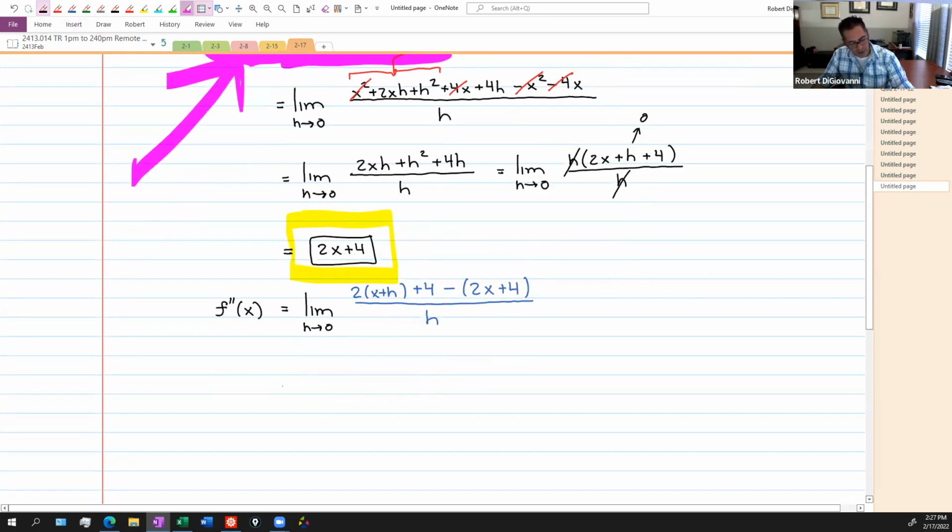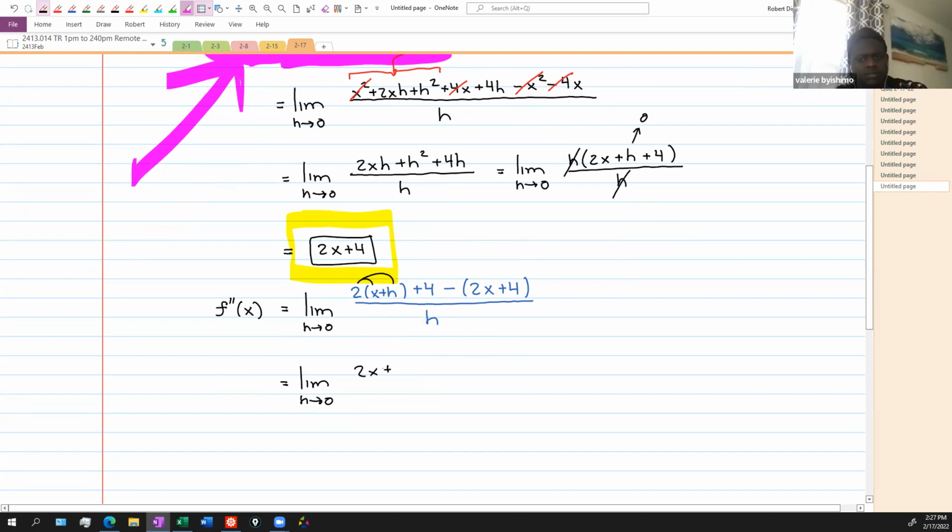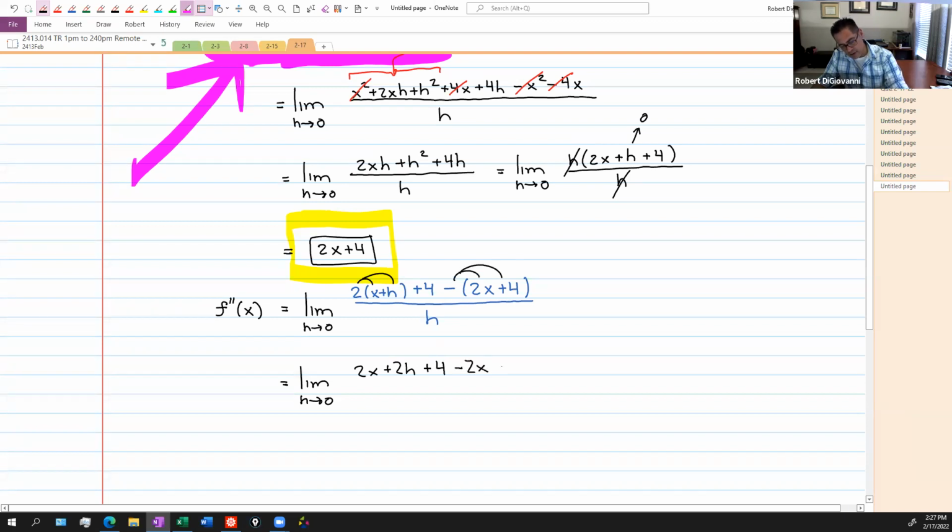And let's just see what happens algebraically. Limit as h goes to 0. Okay, distribute the 2 through: 2x plus 2h plus 4. Distribute the minus through: minus 2x minus 4, all over h. And then again, we get good things to happen. 2x gone, 4's gone. And so now you have limit as h goes to 0 of 2h over h, and the h's cancel, which just leaves you with 2.